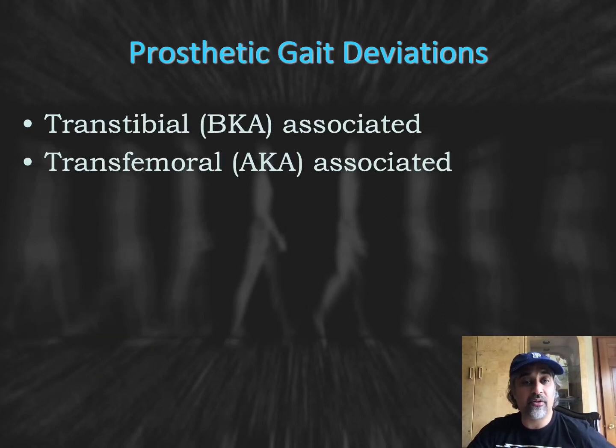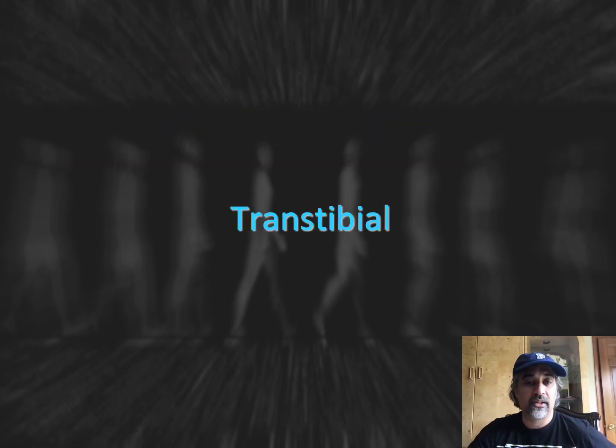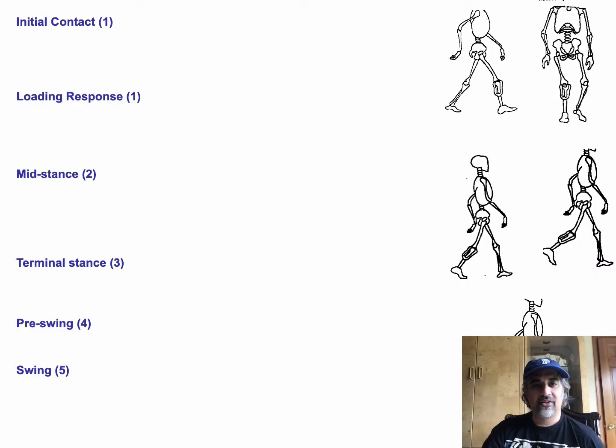We're going to break down prosthetic gait deviations into those associated with transtibial amputees and those associated with transfemoral amputees. Let's start with transtibial amputees. I guess I lied earlier, and we are going to go over all the different phases of the gait cycle as they are relevant to the below knee amputee.